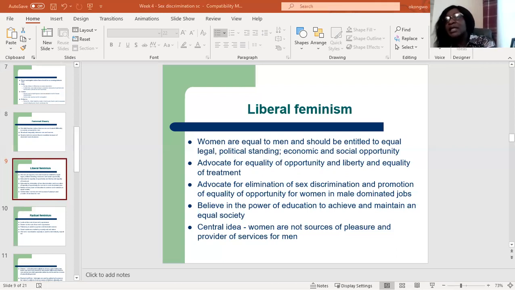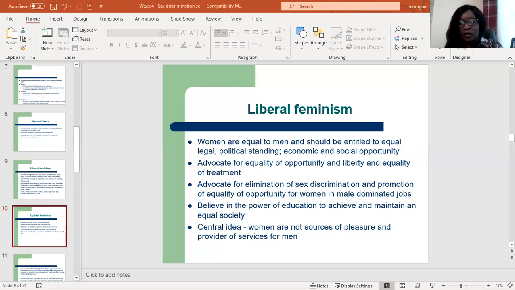Liberal feminists believe in using education to achieve and maintain an equal society. Central to their idea of equality of opportunity is that women are not sources of pleasure and providers of services for men, but that they are valuable in themselves as individuals and therefore should be given equal treatment.